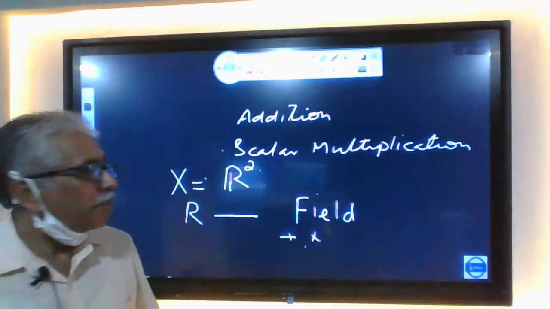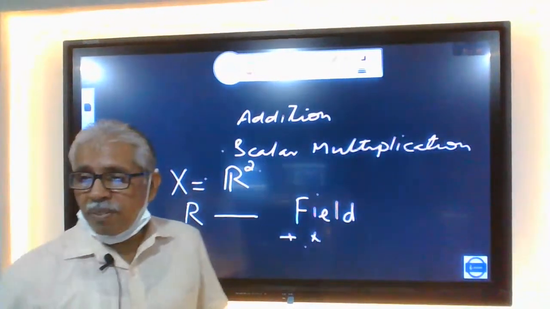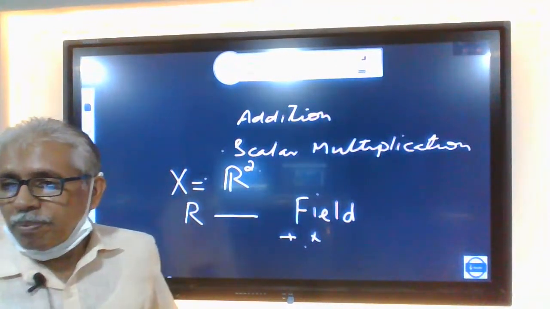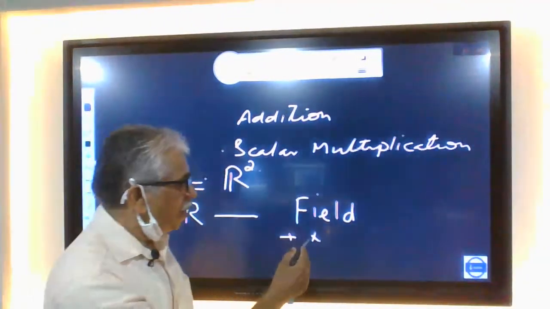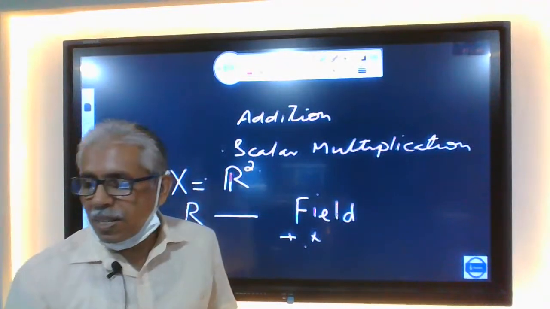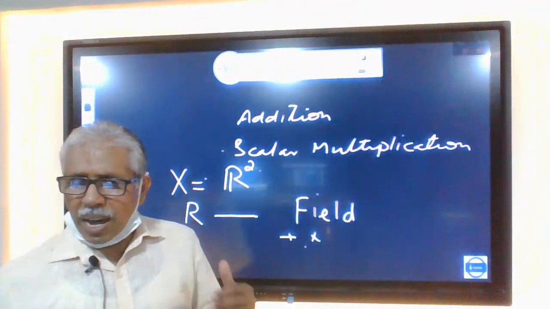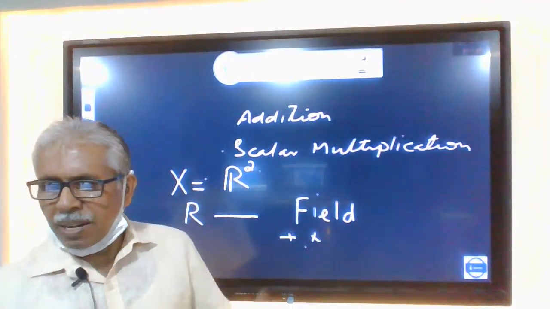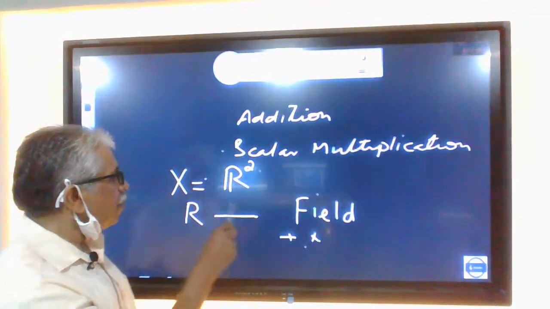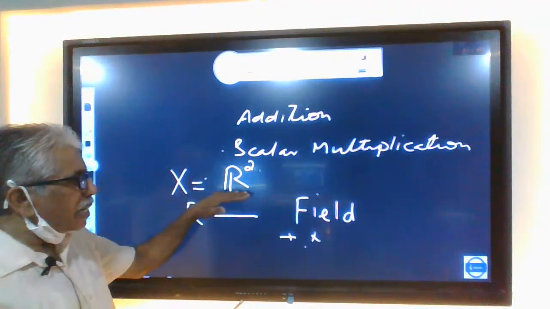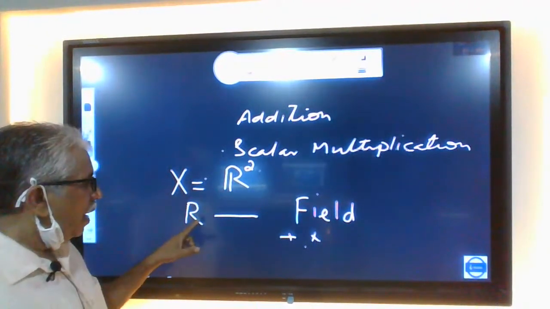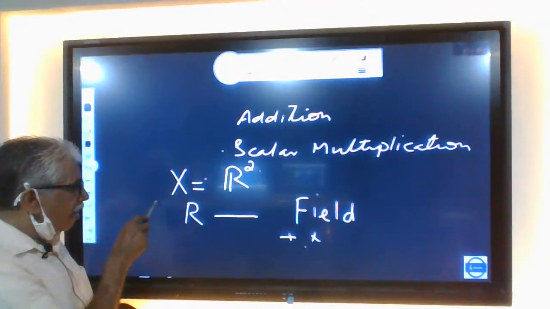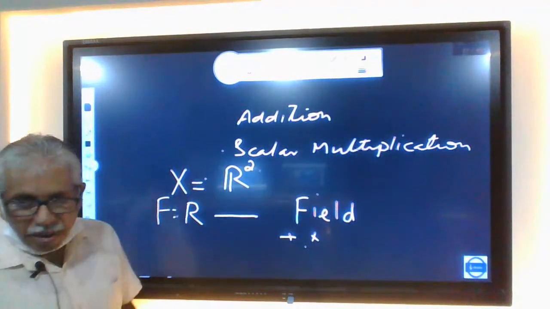Okay, let us continue. The simplest field we have is the set of real numbers. The set of rational numbers also is a field. The set of complex numbers is a field. That you will study in algebra. Anyway, you have X to be a vector space. Here it is R2 and R is a field. So you say F equal to R.